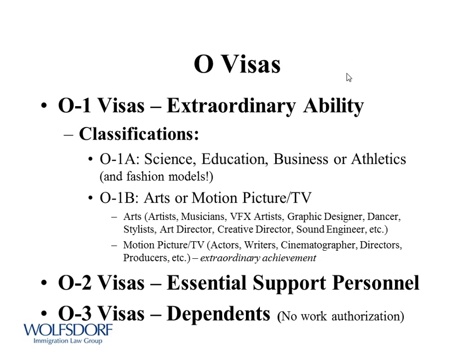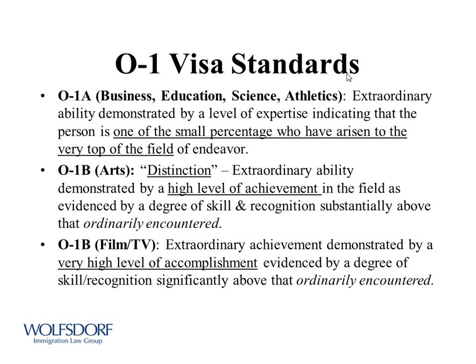And then some other classifications other than the O1, if you feel like you don't quite qualify for that, there's the O2 visa for essential support personnel, which would be tied to an O1. So for instance, if you are an assistant director and your credits aren't quite there, perhaps the director you worked with qualifies and is on an O1, then you may be able to apply for an O2 linked to that O1. The next one is independents, who qualify for the O3 visas.